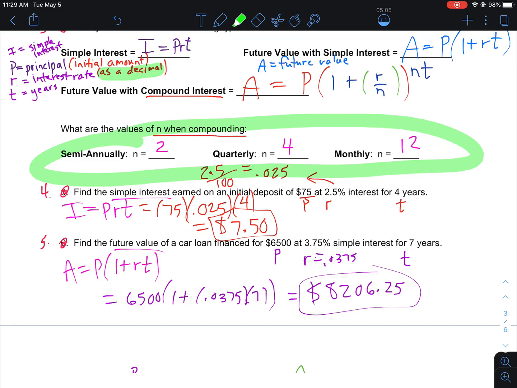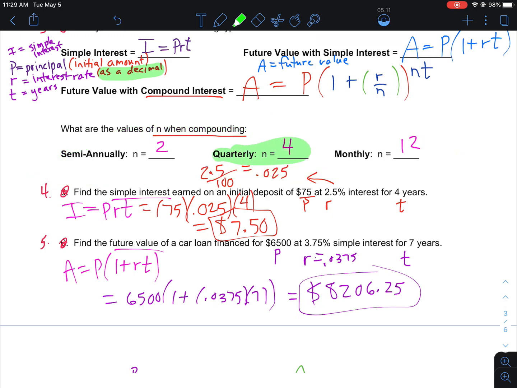So if you see an account that charges or earns you semi-annual interest, that means twice a year you will earn interest. If it's quarterly, that means 4 times a year interest will be calculated. And if it's monthly, 12 times per year. So what you see here is just a variety of questions, some pertaining to simple interest, future value with simple interest, or future value with compound interest.